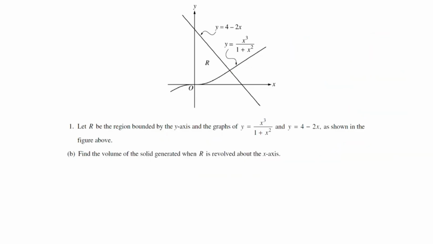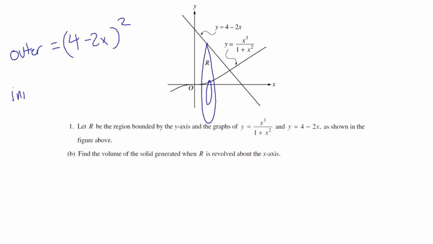In part B, it asks us to find the volume of the solid generated when R is revolved around the x-axis. So if we're going to revolve around the x-axis, we're going to get these washer cross sections, right? Where we have an outer radius and our inner radius. And our outer radius is just going to be the upper function, 4 minus 2x squared. And our inner radius is just going to be the lower function, x cubed over 1 plus x squared.